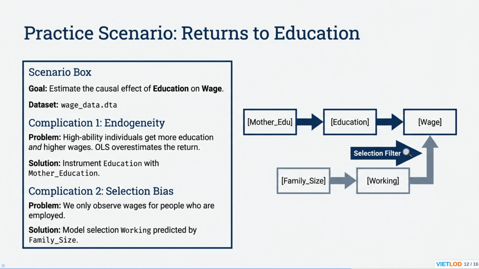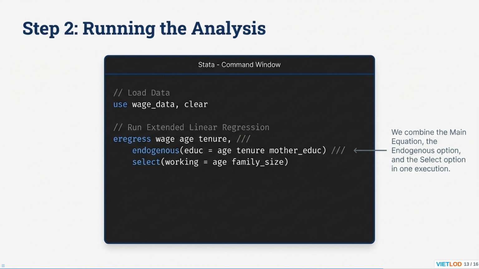In this practice scenario, we aim to estimate the causal effect of education on wage using the dataset wagedata.dta. This analysis is complicated by 2 factors. First, endogeneity arises because high-ability individuals often obtain more education and earn higher wages, leading OLS to overestimate the return. We address this by using mother's education as an instrument for education. Second, selection bias occurs because wages are only observed for those currently employed. To solve this, we model the probability of working as predicted by family size.